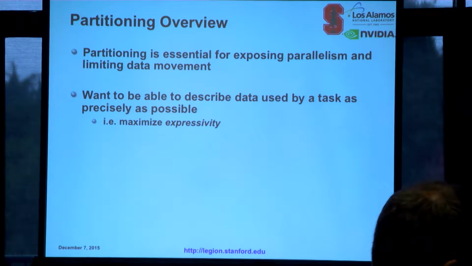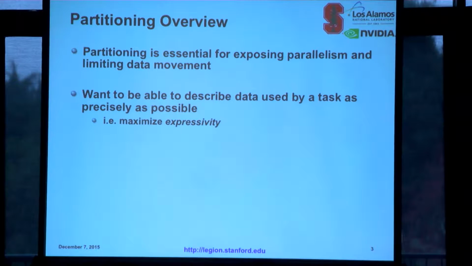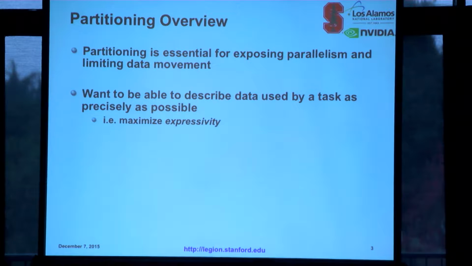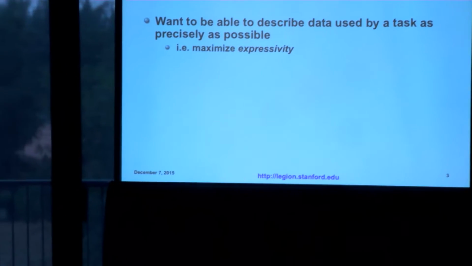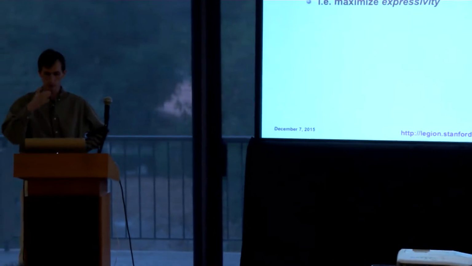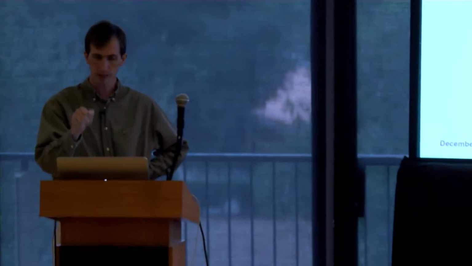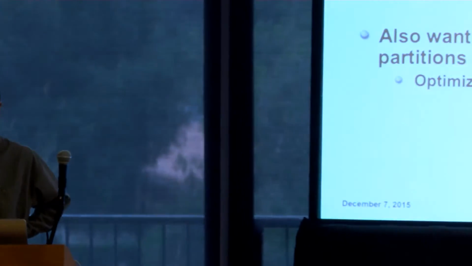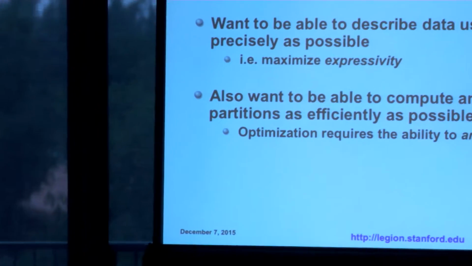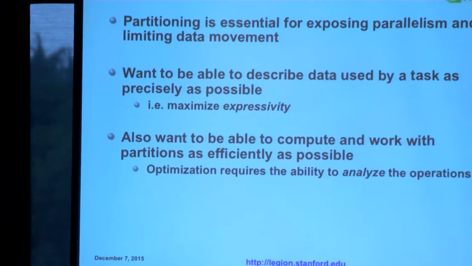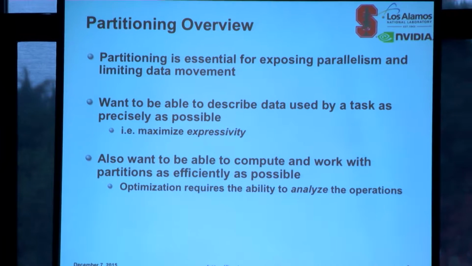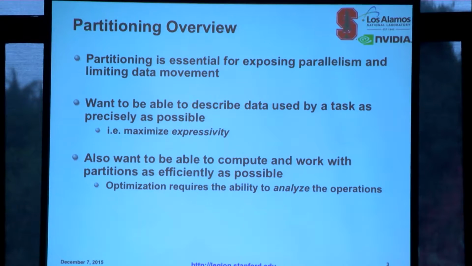The closer we can get to the actual set of data that's used, the more parallelism we're going to expose and the more data movement we're going to avoid. And so one way to think about this is we want to maximize the expressivity of what you can describe in your partitioning. When you cut boundaries between things, you want to be able to do it as expressively as you'd like. But on the flip side, we also want to be able to compute and work with these partitions as efficiently as possible. And in particular, optimization, either in the compiler or in the runtime, requires the ability to analyze the operations that are being performed.